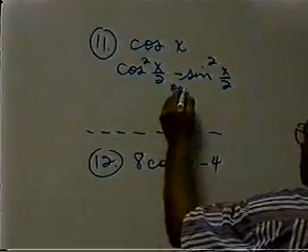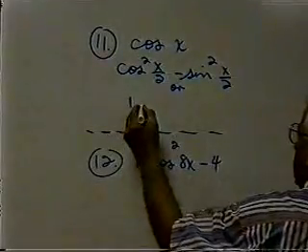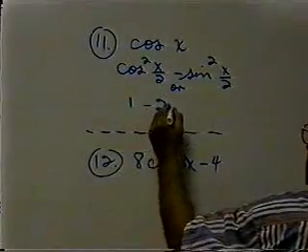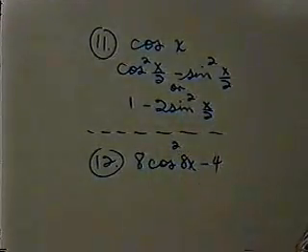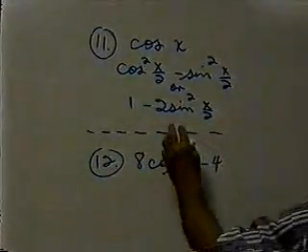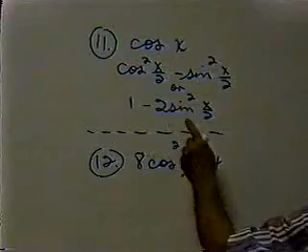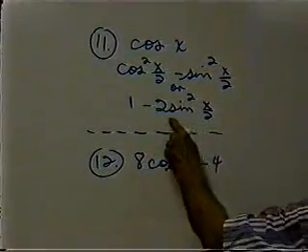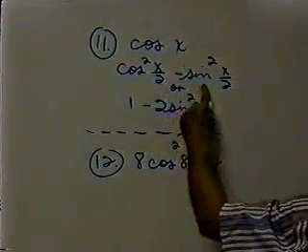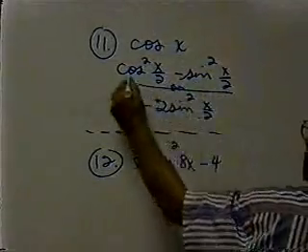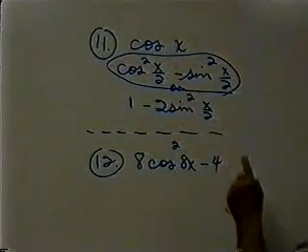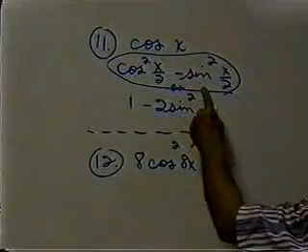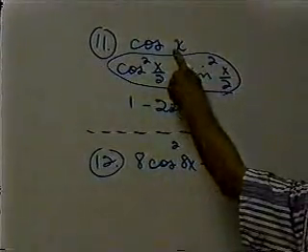Or, if we had wanted, we could have had 1 minus 2 times sine squared of x over 2. Or we could have had the 2 cosine squared minus 1. But this goes to double the angle. So cosine squared minus sine squared goes to the cosine of double the angle.